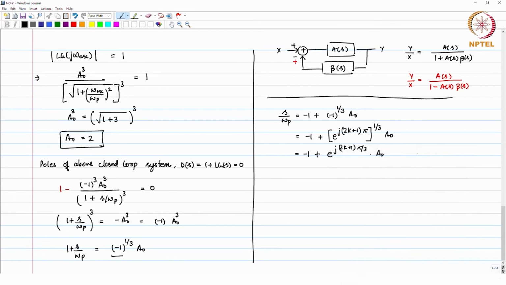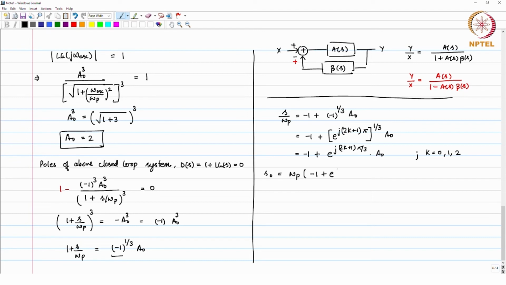Here for the roots, k equal to 0, 1 and 2. Okay. So, what roots are we going to have? Let me just write S0 is equal to omega p times minus 1. I will substitute k equal to 0.